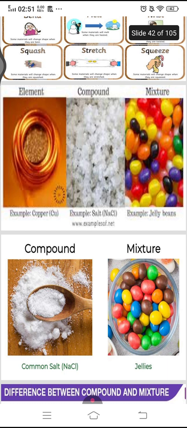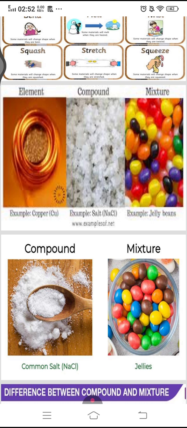Here is an example of a compound, that is common salt. It is made with sodium and chloride, sodium chloride ions, and they cannot be reversed back, or if it is reversed, then we get totally different things, that is sodium and chloride ions. Or in a mixture, here is a picture of jelly, of different colors, and we can separate them. They keep their original qualities, but in a compound they have a totally different chemical formula and totally different chemical properties.